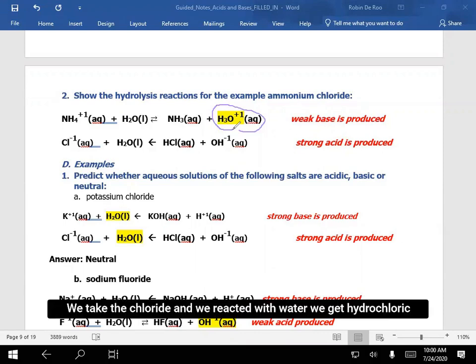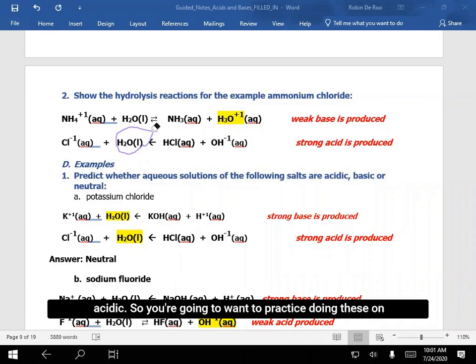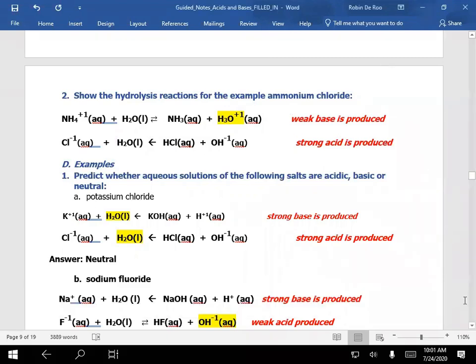We take the chloride and we react it with water. We get hydrochloric acid and hydroxide. You have a strong acid, a strong base. They react together and go backwards, so you have water. So in this case, you have hydronium ion in water, which is acidic. So you're going to want to practice doing these on your own.